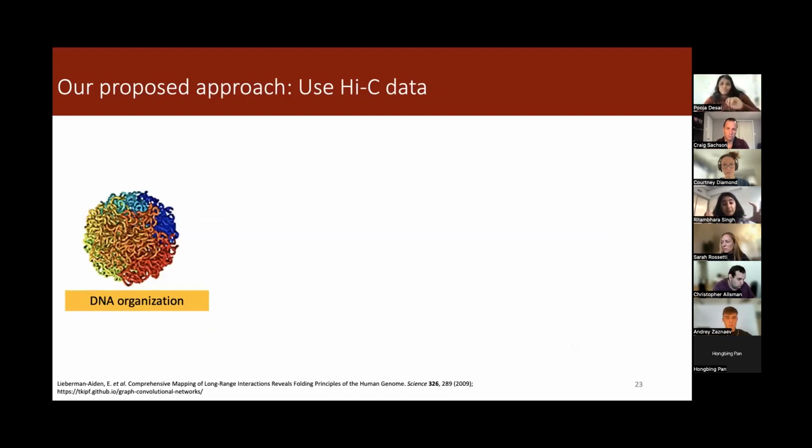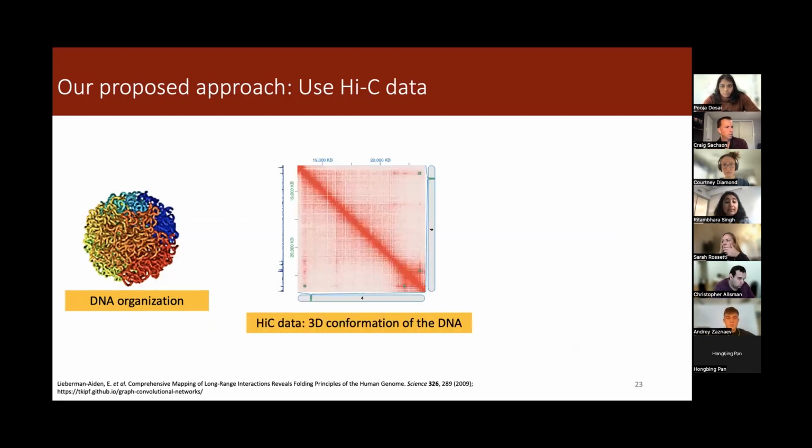So the reason we didn't involve this information back in 2016 was because these data sets were still coming out, but thankfully now there are many data sets that can capture the 3D organization of the DNA. And one such data set is Hi-C data. What this data set captures is a matrix where the rows and the columns represent the genomic regions, and the value in the matrix represents how frequently those two regions are interacting. So if it's a high value, that means those two regions are interacting more frequently. And if it's a low value, it means they're not interacting that much.